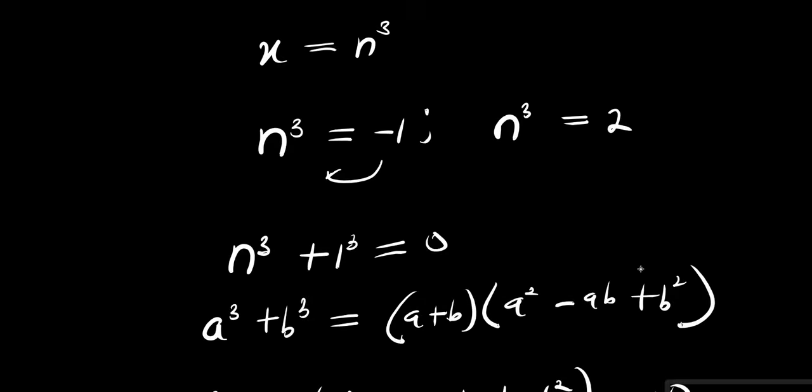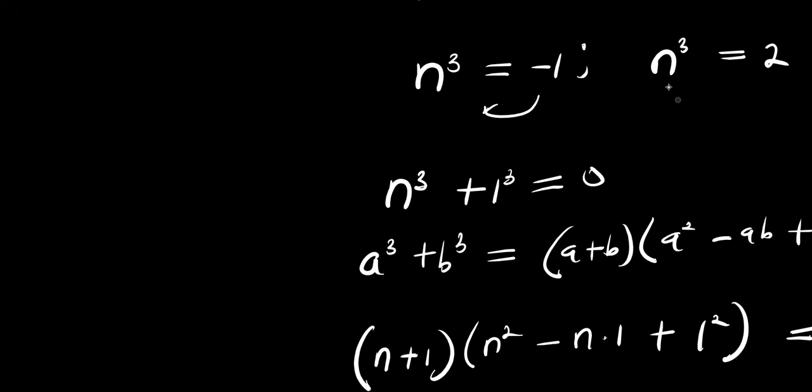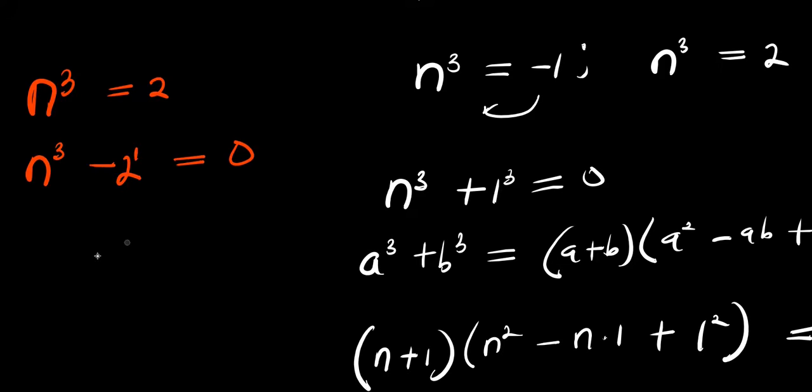Now let's consider this other part of the equation. We have n power 3 equals 2. I can have n power 3 minus 2 equals 0. Now I can easily raise this to the power of 1. 2 to the power of 1 is the same thing as 2. So I have n power 3 minus 2. Instead of writing this one here, I can have it as 3 divided by 3, because 3 divided by 3 is 1. So I'll leave it that way.